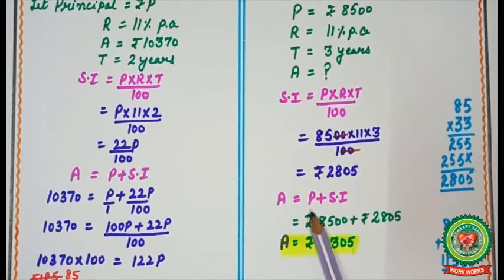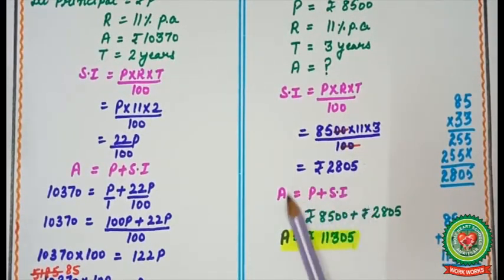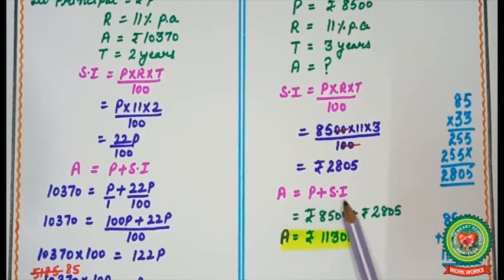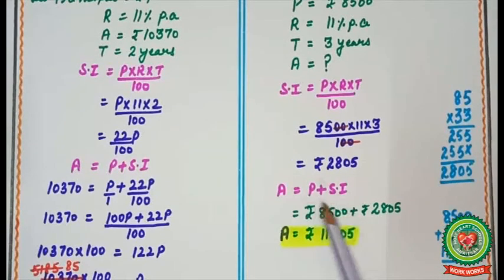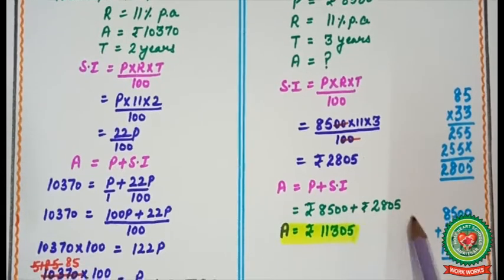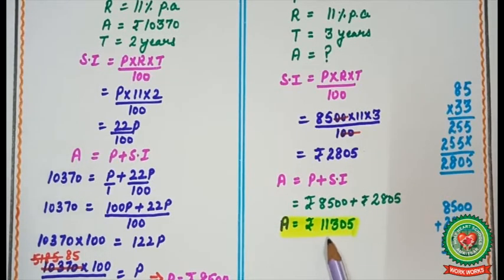Now, because we have to find amount, put the formula of amount here, that is, amount is equal to P plus SI, right? Put the value of P here, that is rupees 8500 plus rupees 2805, right? So after adding, we will get here 11,305. So this is the value of amount that we have just found, right?